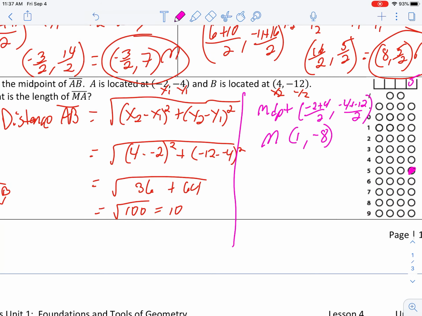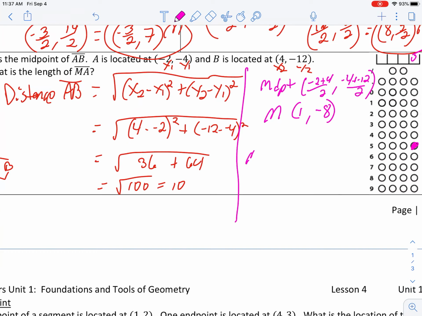Great. I now have the midpoint, but I'm still going to have to use my distance formula again and find the distance for segment MA. So this option doesn't necessarily save you any time. It's just a second way to show it, but it actually increases your time because you are finding the midpoint. So we found the midpoint to be at 1, -8, and then A is already located at -2, -4. So change in the x's. Now, I don't care if you do -2, then -1, or 1 minus -2. It does not matter, but be consistent then for the y's. If I start off with 1, I better start off with -8.